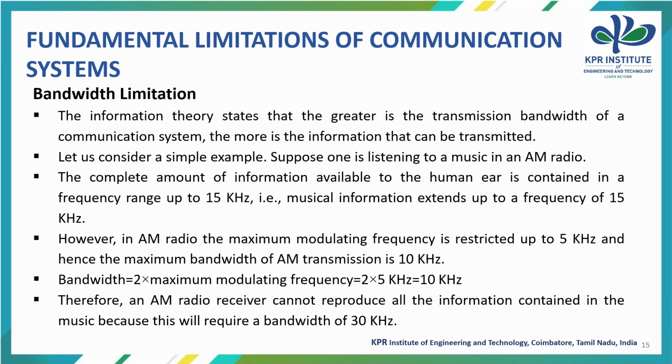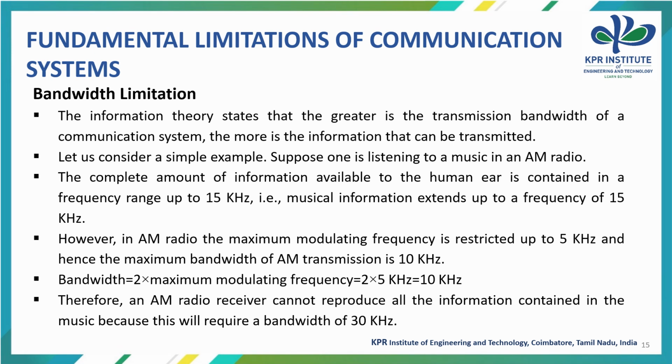The complete amount of information available to the human ear is contained in a frequency range up to 15 kHz. That is, the musical information can be extended up to a frequency of 15 kHz. However, in AM radio, the maximum modulating frequency is restricted to 5 kHz and hence the maximum bandwidth of AM transmission is going to be 10 kHz. If we calculate the bandwidth, which will be equal to twice the maximum modulating frequency, it will give you 2 times 5 kHz, or 10 kHz.